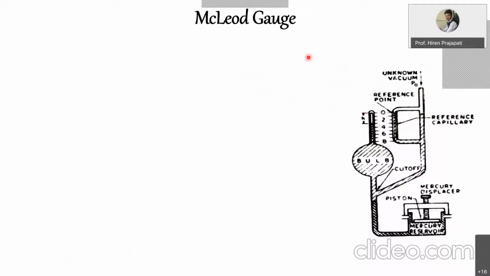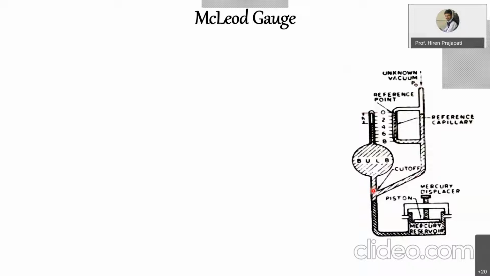So first of all, the McLeod gauge. Let us try to understand the basic construction of the McLeod gauge. Here we have a mercury reservoir and piston arrangement. Then we have a capillary line here. This end, from where we are getting two branches of capillary tube, is called the cutoff point. And this column is called the reference capillary. And this open end is connected with the source whose pressure you want to measure. The vacuum pressure which you want to measure is connected at this open end, right?